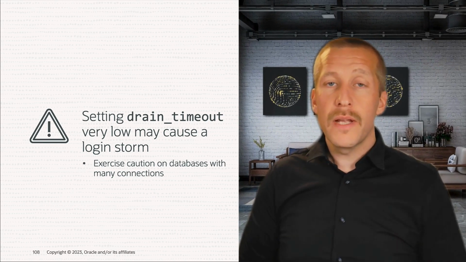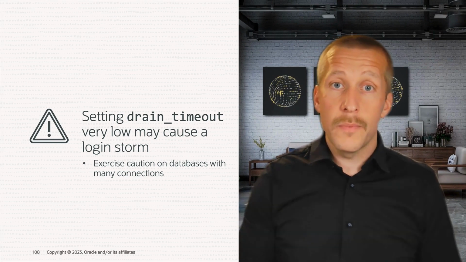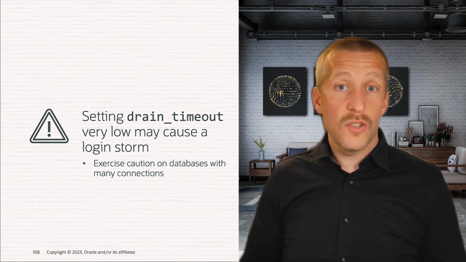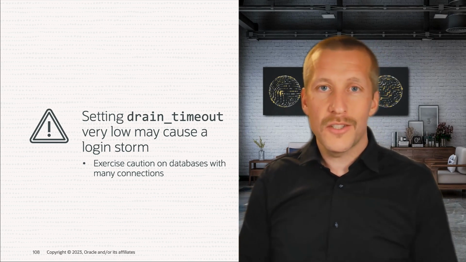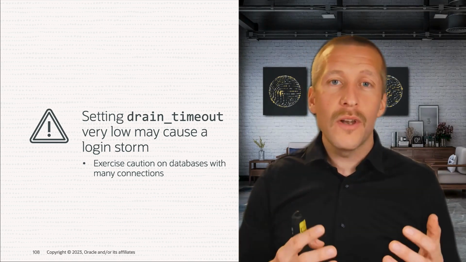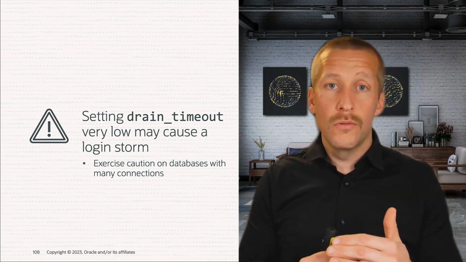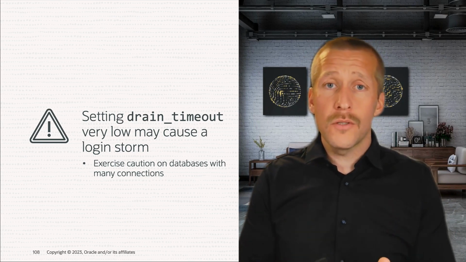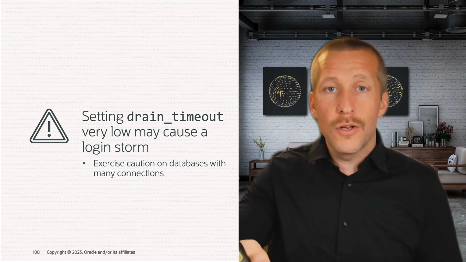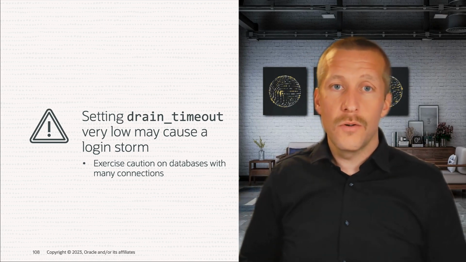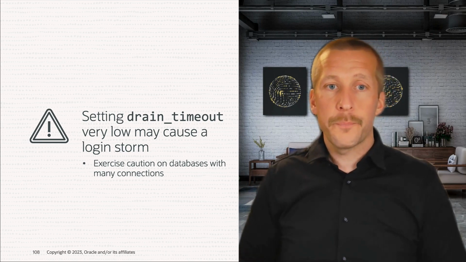When you set drain timeout, either as a default drain timeout on the service or when you stop a service or relocate a service and you specify a drain timeout, don't set it too low. Don't set it to 5 or 10 seconds. Even though I told you to complete a rolling patch installation as soon as possible, by setting it too low, if you have an instance with hundreds or thousands of connections and they leave within a very short time period and connect to another instance, that can lead to a login storm. Set a higher drain timeout so the transition can happen more smoothly.